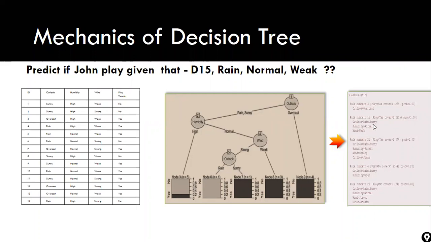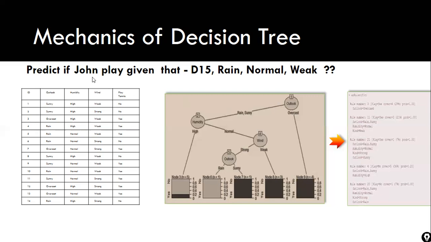If the outlook is rain and sunny, and humidity is normal, and wind is weak, then you play yes. The probability is 1. There is a 100% chance that when the outlook is rain or sunny, the humidity is normal and the wind is weak, then you will play tennis. With this rule, you can understand something which we cannot think about easily. It gives you all the possible combinations of the rules. That is the advantage of generating these rules.